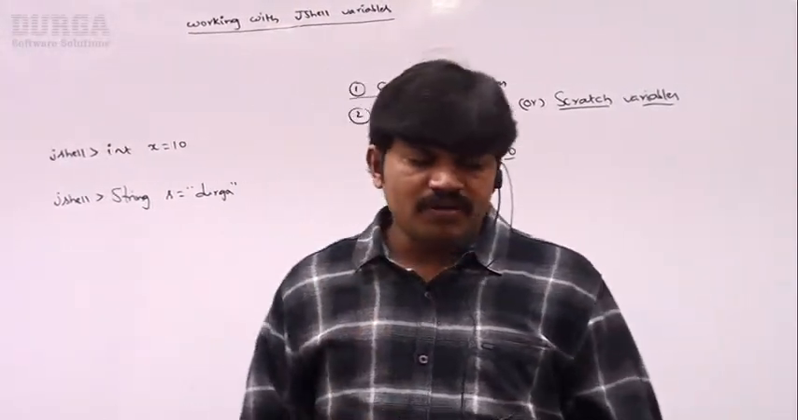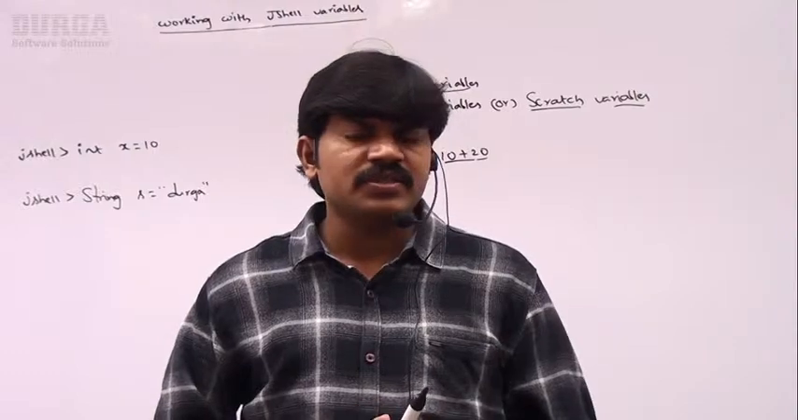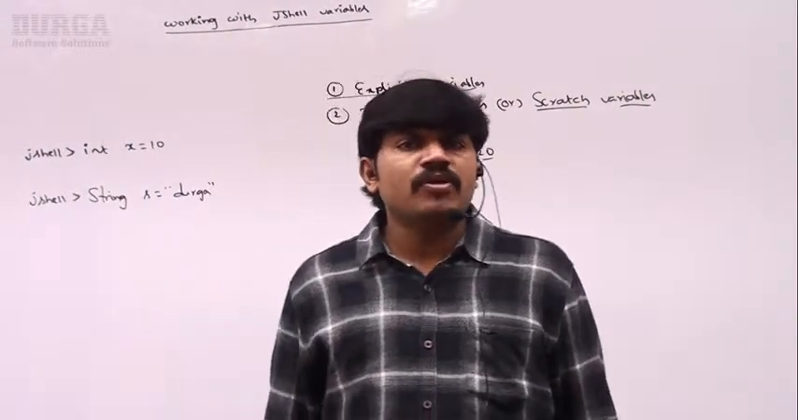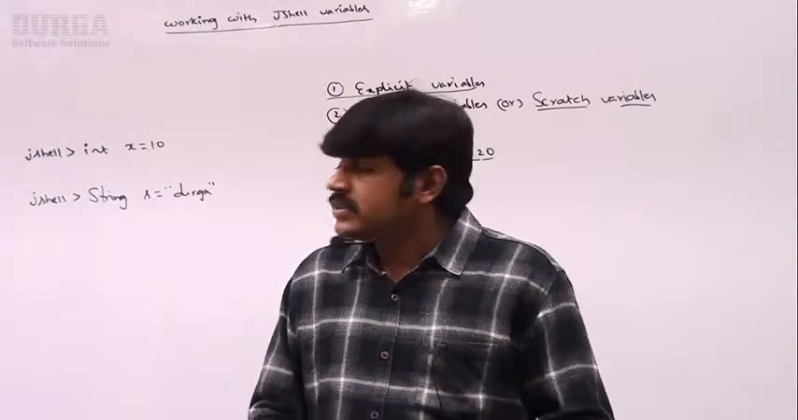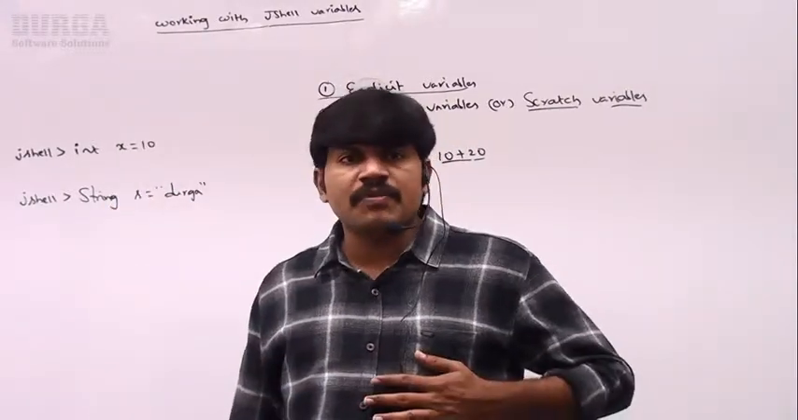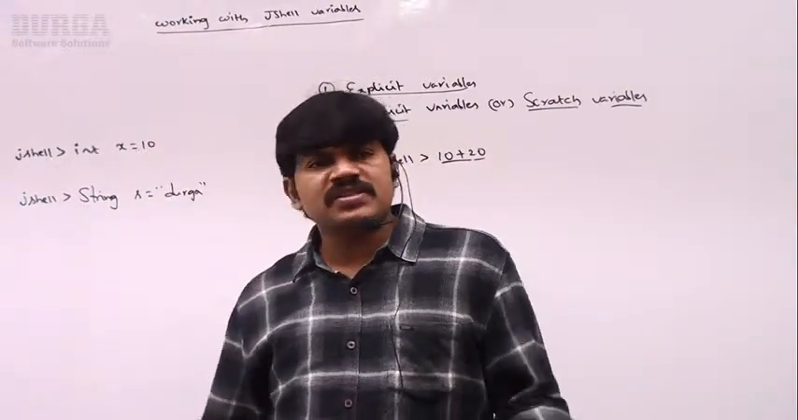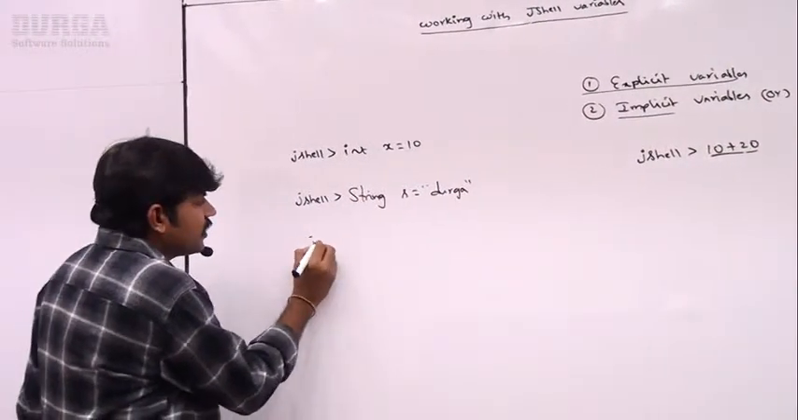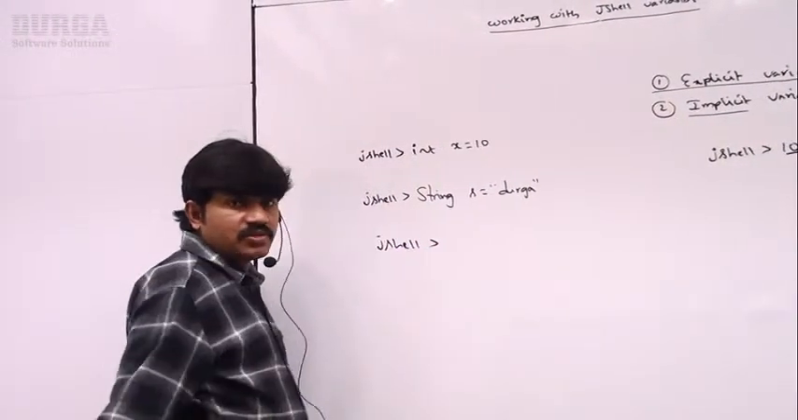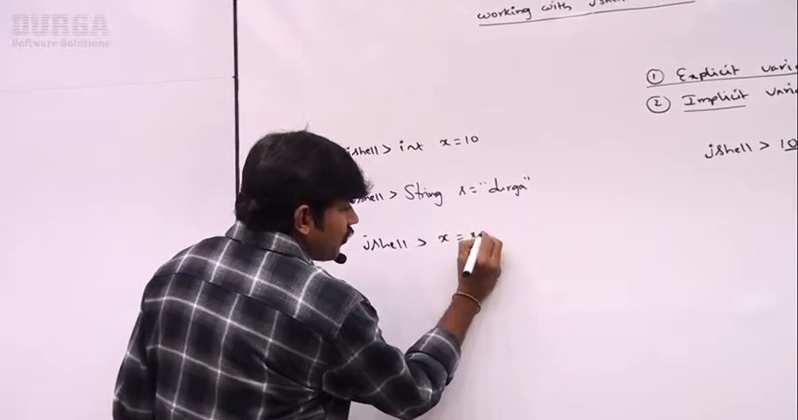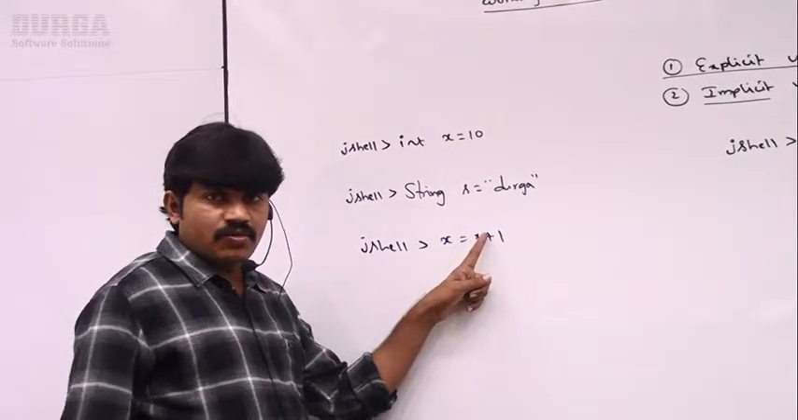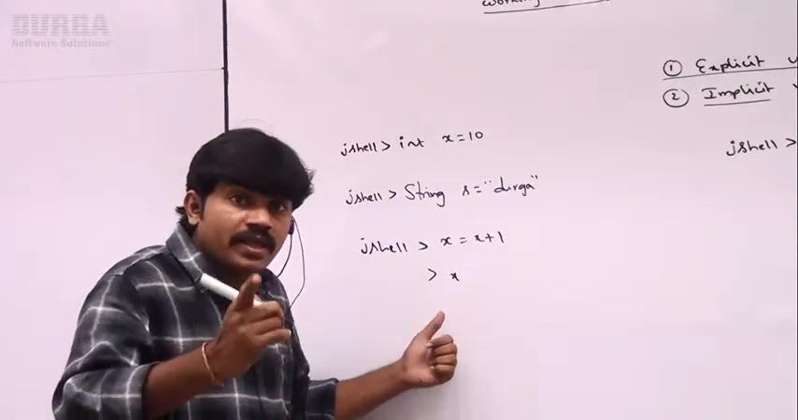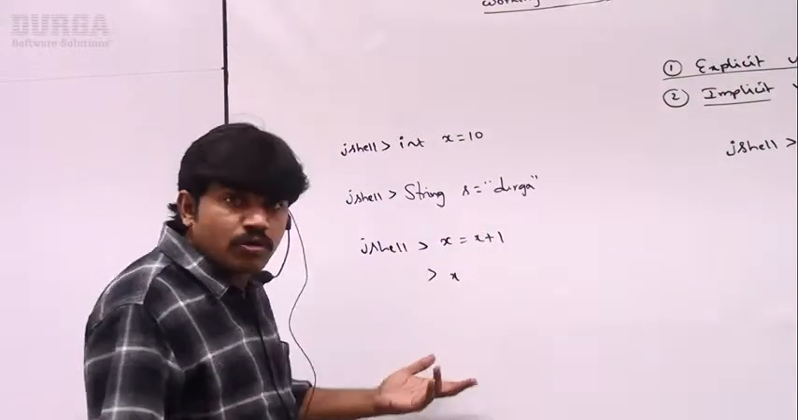Now I have one small doubt. Explicit variables, who is providing them? Can you spell it out? The programmer only. So the programmer can use these variables based on his requirement. Now from the JShell console, I can ask x is equal to x plus 1. Can you please print the x value? Happily. So explicit variables you can use, no problem at all.